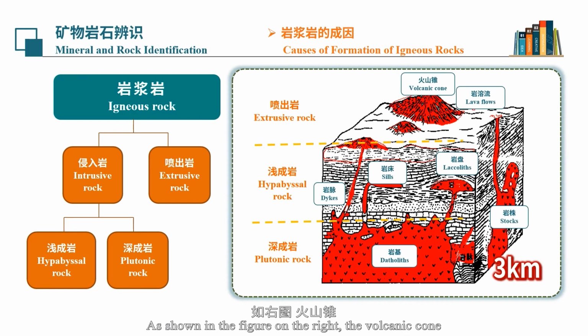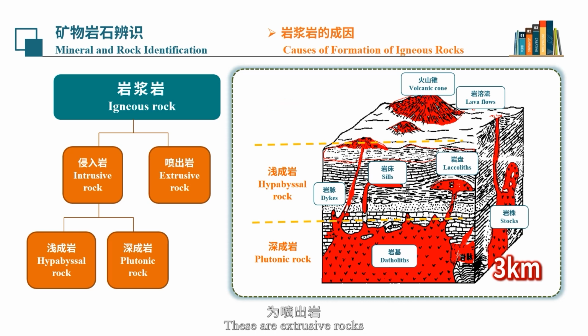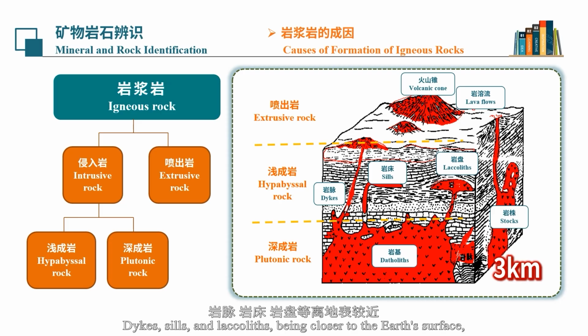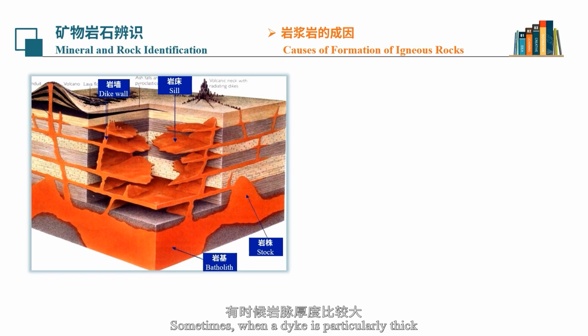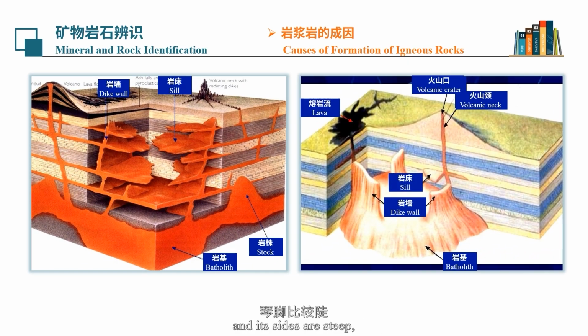As shown in the figure on the right, the volcanic cone and lava flows are formed by magma erupting onto the surface. These are extrusive rocks. Dikes, sills, and laccoliths, being closer to the Earth's surface, are considered hypabyssal rocks. Conversely, batholiths and stocks, which are found deep underground, form plutonic rocks. Sometimes, when a dike is particularly thick and its sides are steep, it is also called a dike wall. You can see the details in these two 3D diagrams, which are very clear.